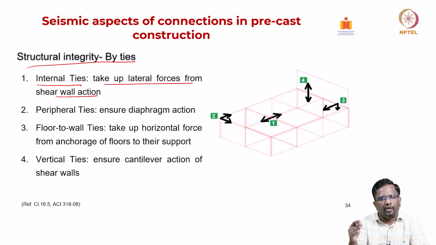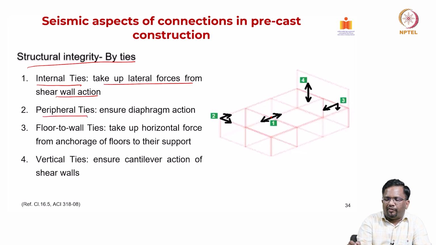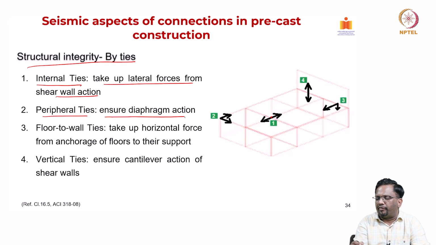So, that means I need to have elements or reinforcement that will come from the diaphragm and will be attached to the shear wall. In addition to that, we also need to have peripheral ties that are going to help in ensuring the diaphragm action. So, these typically happen at the corner region. I need to ensure that again some tie element should connect the elements that are joining in these corners.